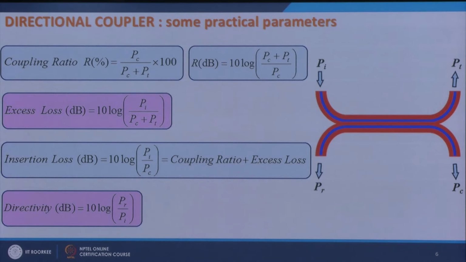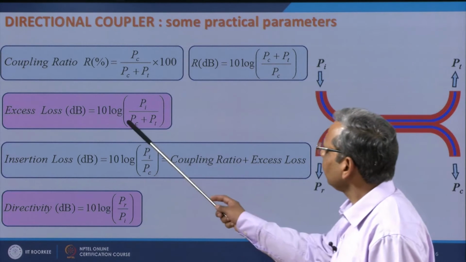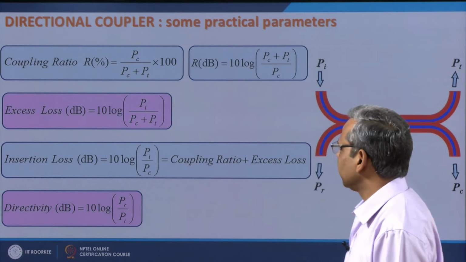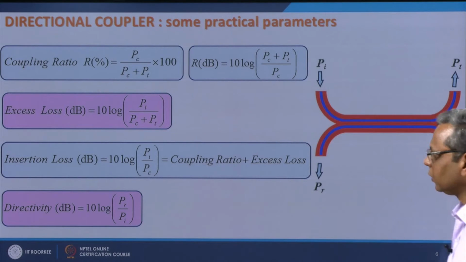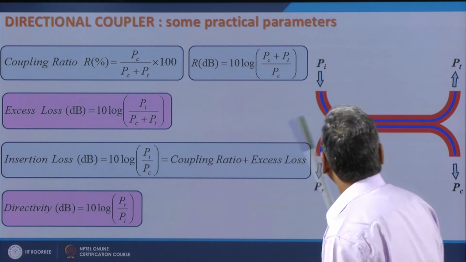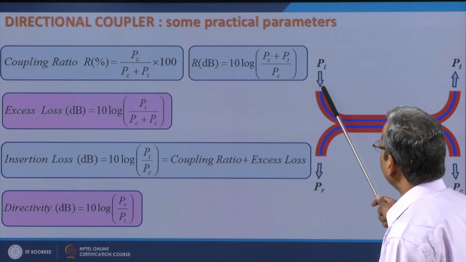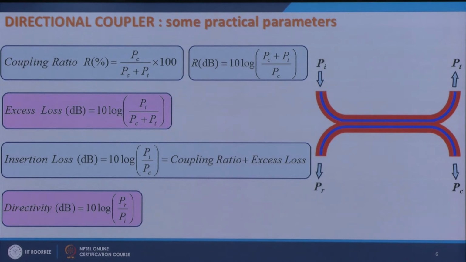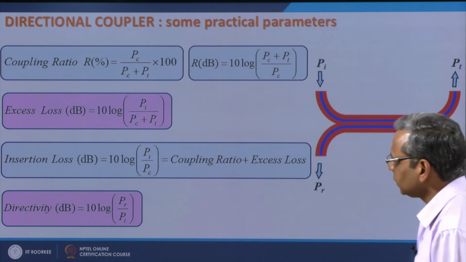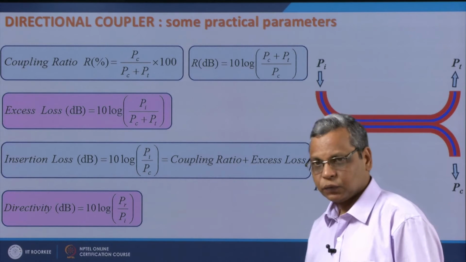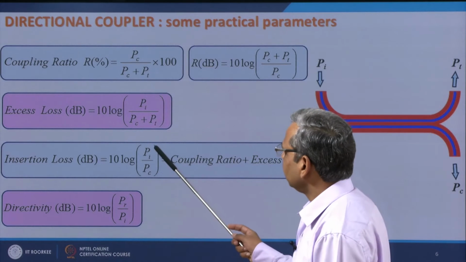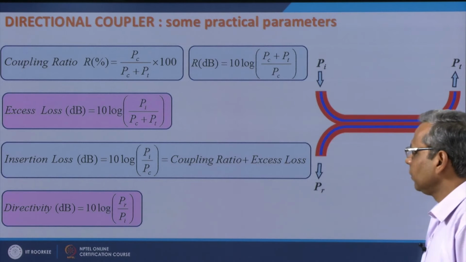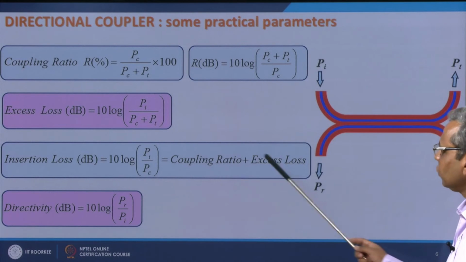Then I can also define the excess loss as 10 log Pi over PC plus PT, which basically tells you how much loss this device will introduce, what is the inherent loss in this, because not all the power is coming out, whatever power you are inputting. Then we have insertion loss. Insertion loss is for a coupler or switch. It is defined as 10 log Pi over PC, which is nothing but the summation of coupling ratio plus excess loss.